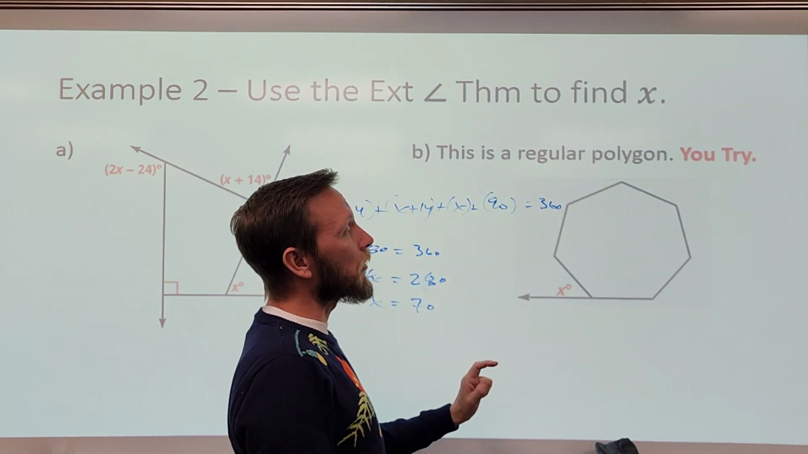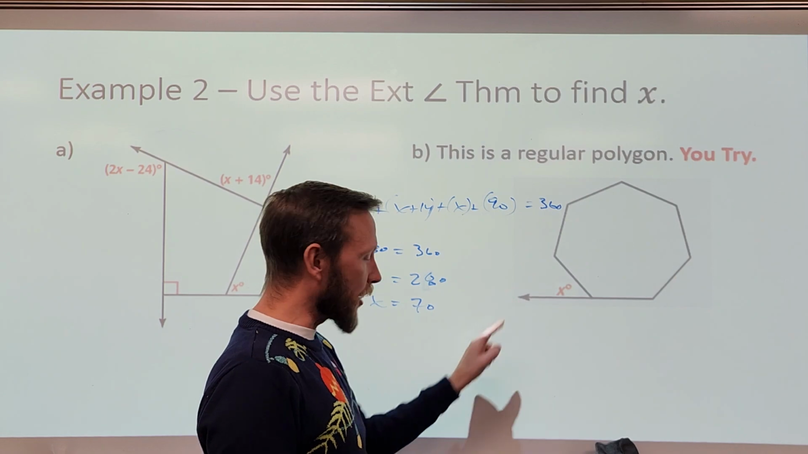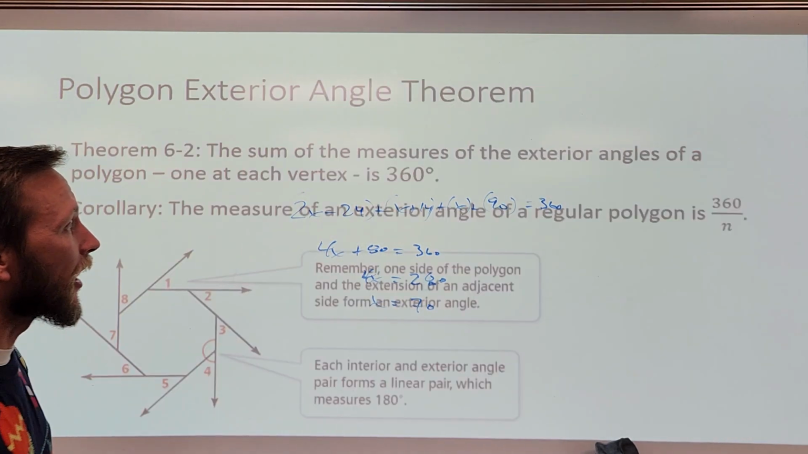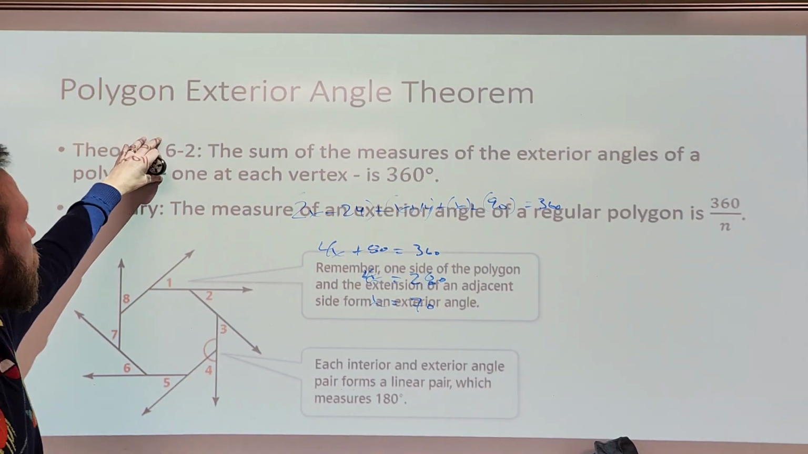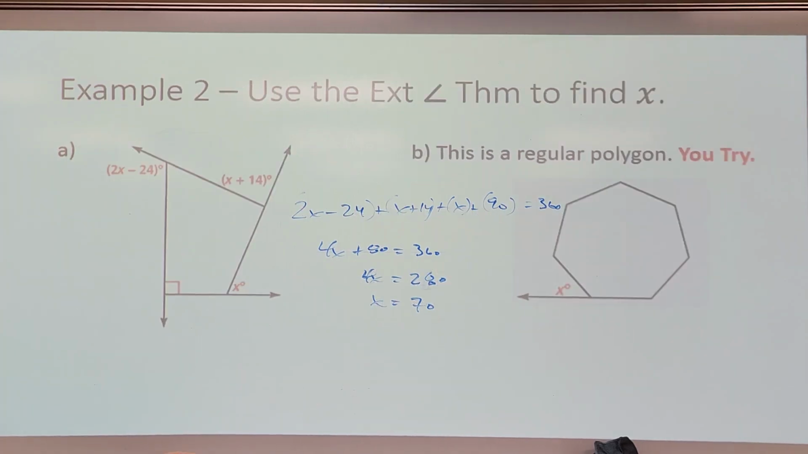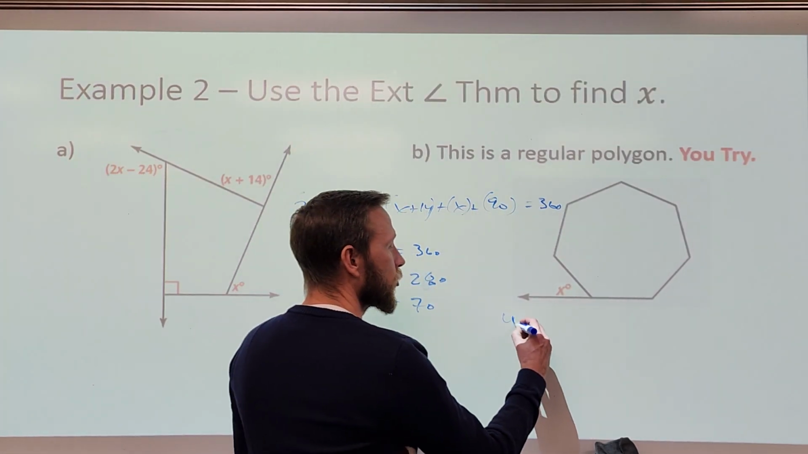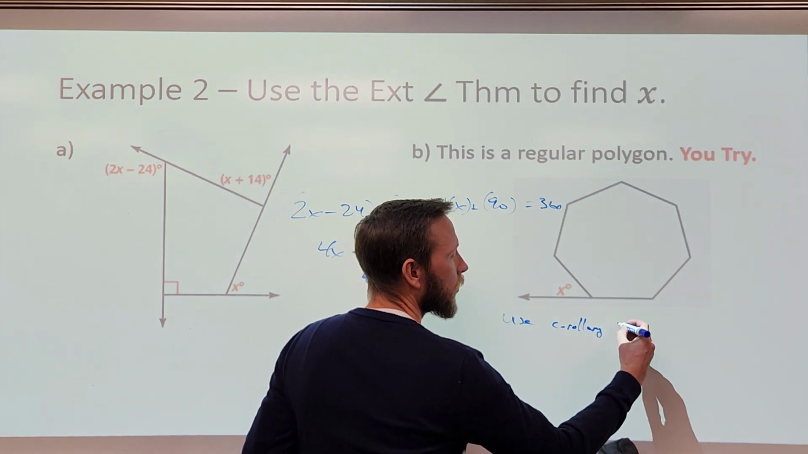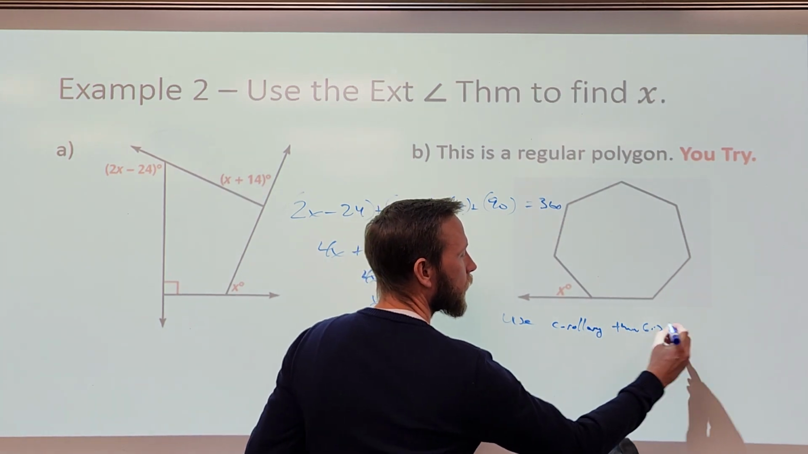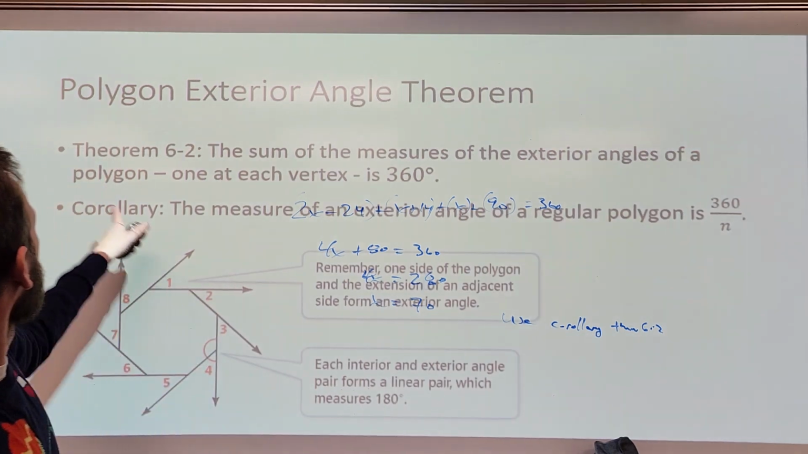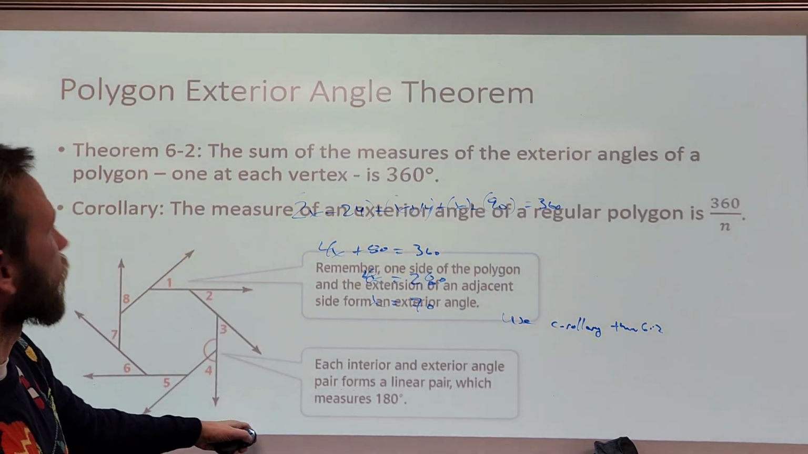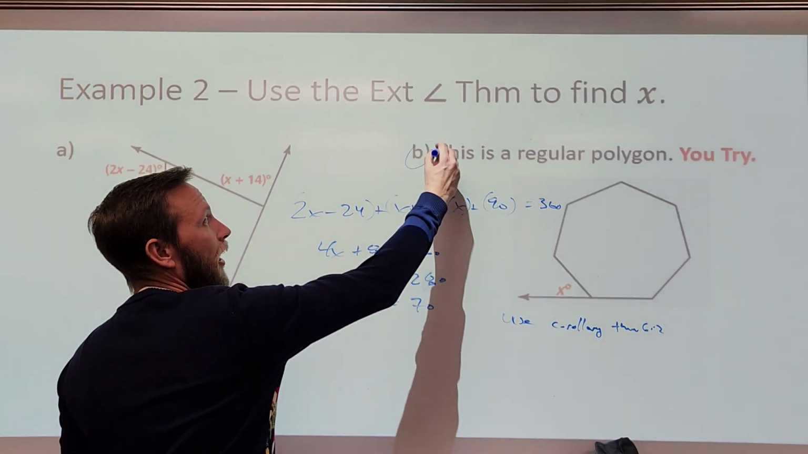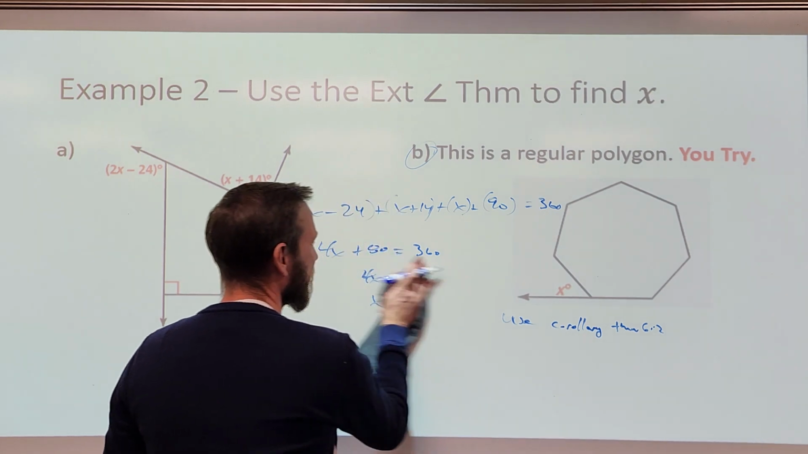This is a regular polygon. I want for you to try this based on this relationship that we know here, and especially the corollary. You need the corollary to answer this. Use the corollary. Use the corollary to Theorem 6.2. All right, you're going to try this one. I'm not going to write out the formula for you on that. You're going to do your best.